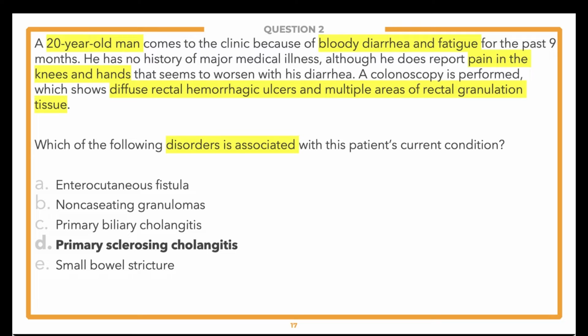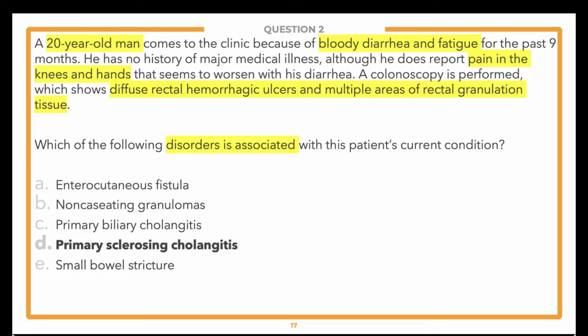So you can have extraintestinal symptoms associated with either of them. And in particular, in this one, ulcerative colitis can have some joint pains and things like that. That's kind of going down the HLA-B27 route. I think I saw somebody mention that in the questions, which is great. That's also a different association. Let's look at the options here. Well, I see 3 options here that are associated with Crohn's disease, actually. Enterocutaneous fistulas can be seen in Crohn's disease, non-caseating granulomas can be seen in Crohn's disease, and small bowel stricture can be seen in Crohn's disease.